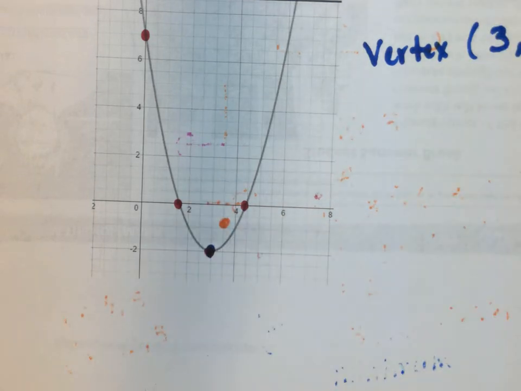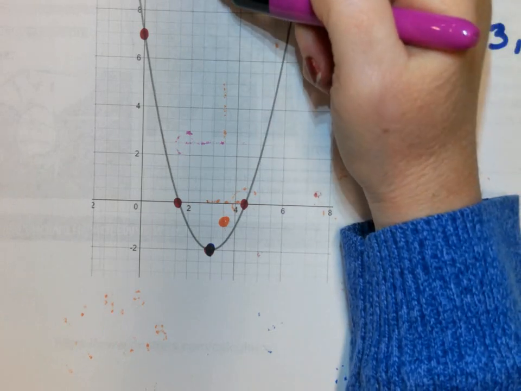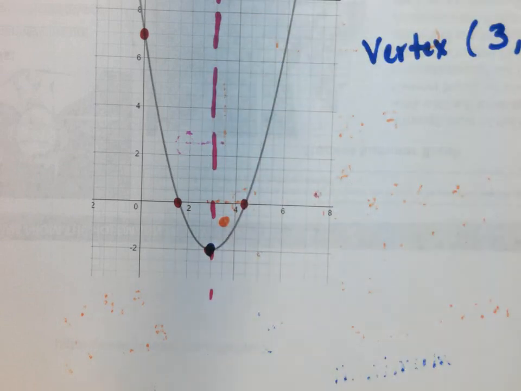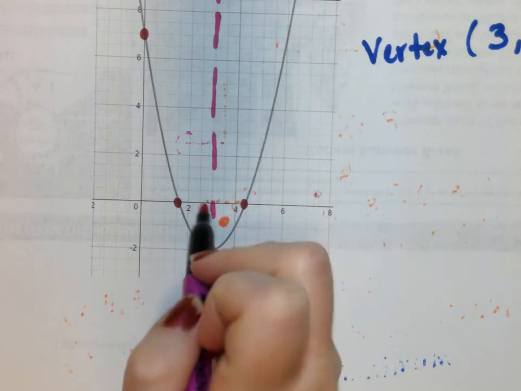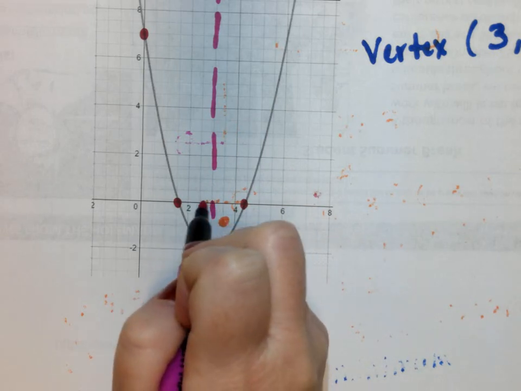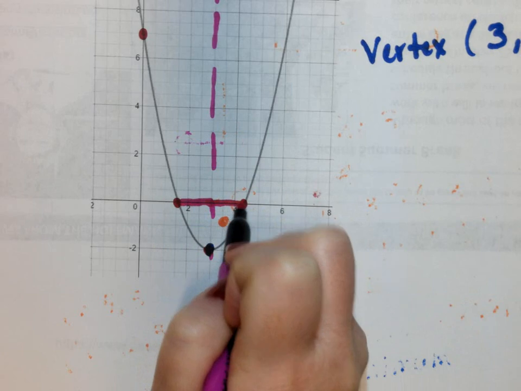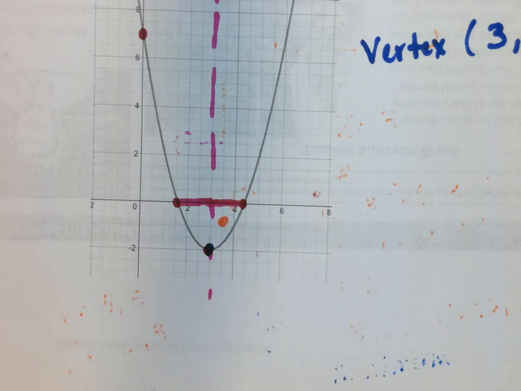Okay, so here's my axis of symmetry. Let me put it in there very carefully. Here it is. Okay, kind of dotting it in there. So if I have a point that's 1, 2, 3 boxes to the left, then I also get a point 3 boxes to the right, the partner points.